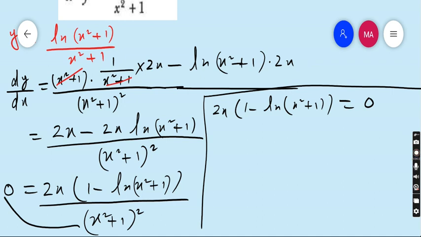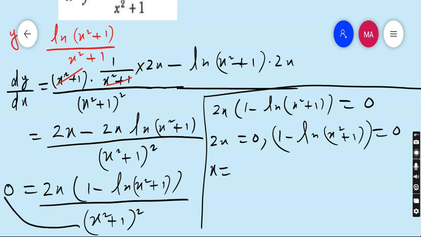This implies that 2x is equal to 0, or 1 minus ln(x² + 1) is equal to 0. So first value of x is 0, because 0 upon 2 is 0, and for the second value shift this minus ln(x² + 1) to the other side.